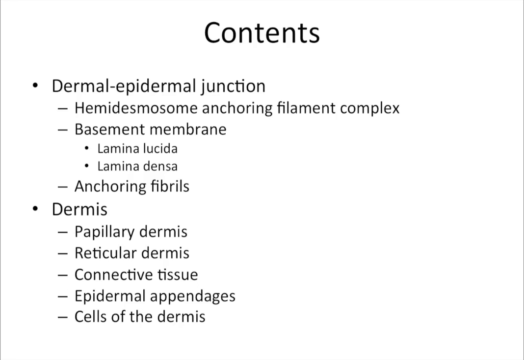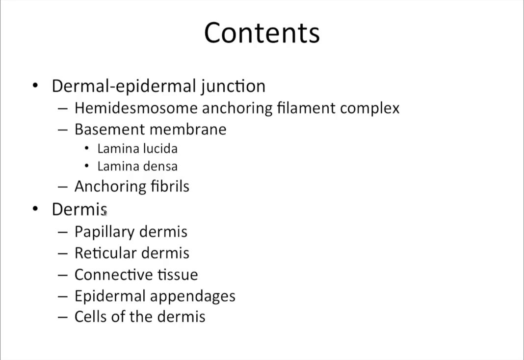In talking about the dermal-epidermal junction, there's a section known as the basement membrane, and we can break that down into two different parts. One is called the lamina lucida, the other is the lamina densa, and then we'll also talk about anchoring fibrils. So these components, hemidesmosomes, basement membrane, and anchoring fibrils, all make up the dermal-epidermal junction.